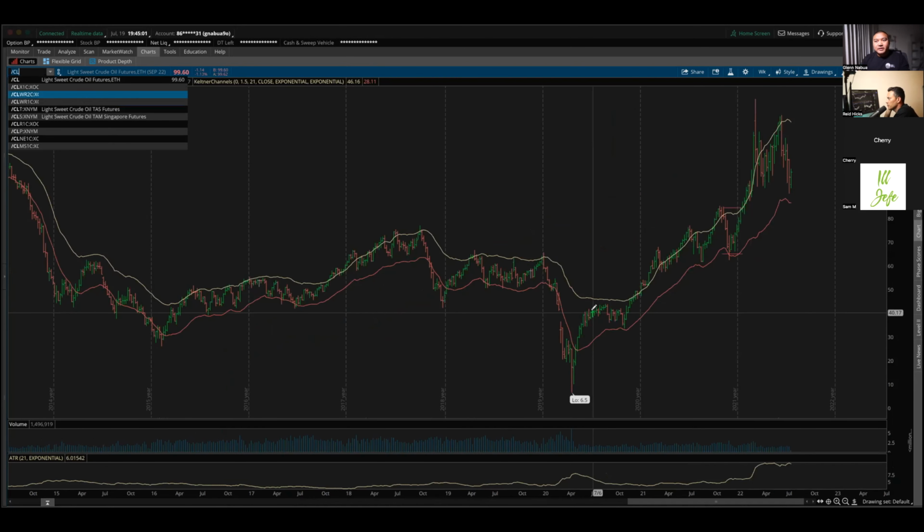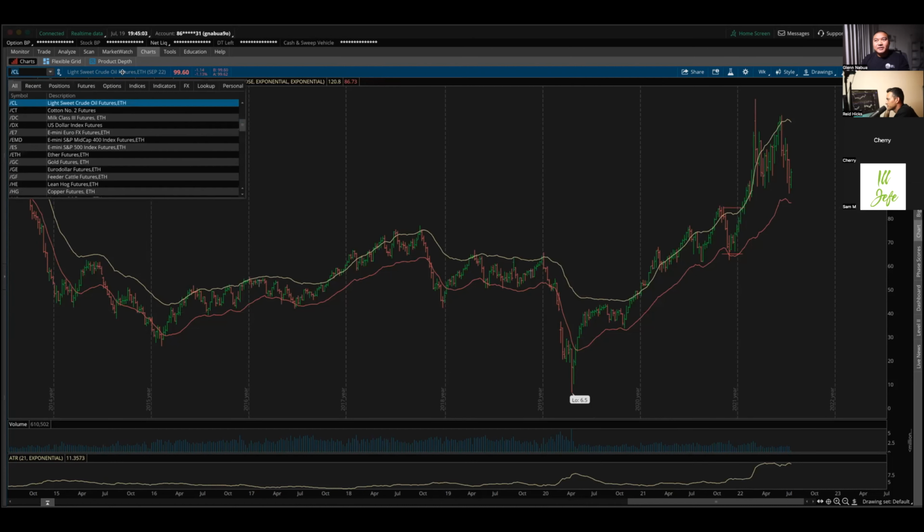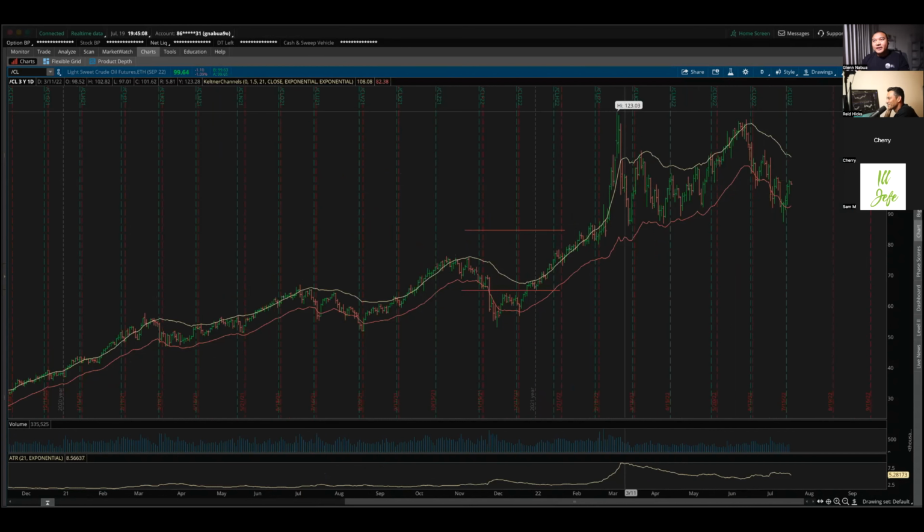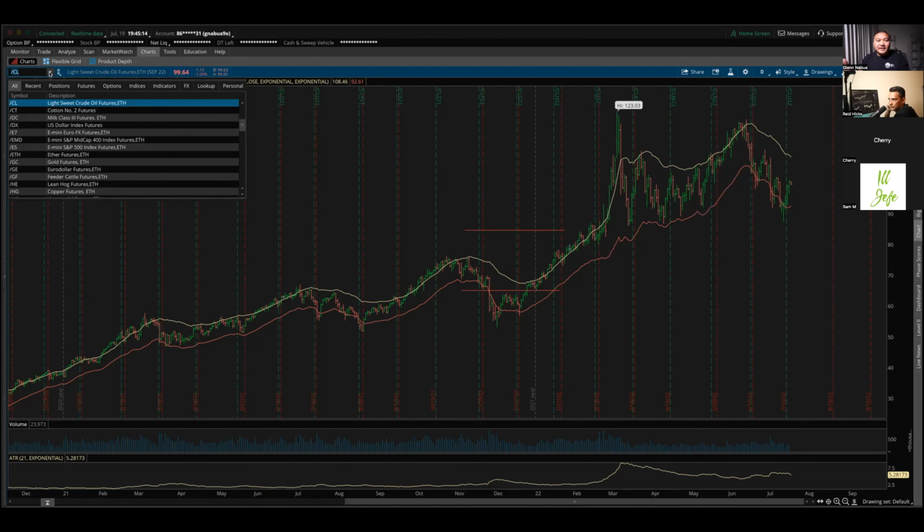Glenn, is it dropping? Please let me know gas is getting cheaper. So this is a weekly chart. It is making a way lower. We hit a high of 123, and we're currently at 99. But there's usually lag between the futures market and the actual pump price.